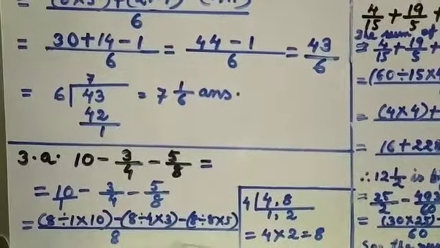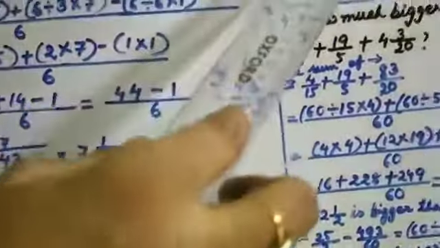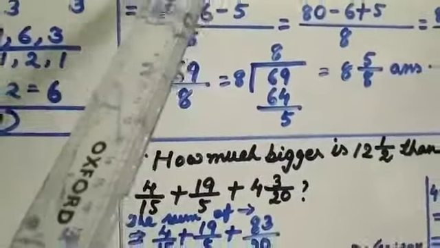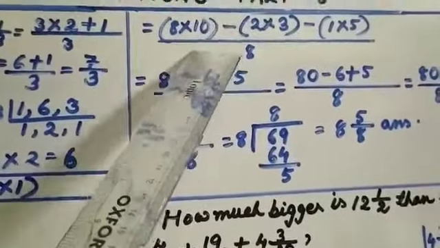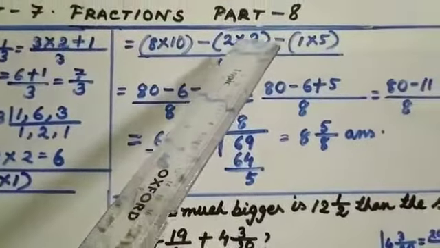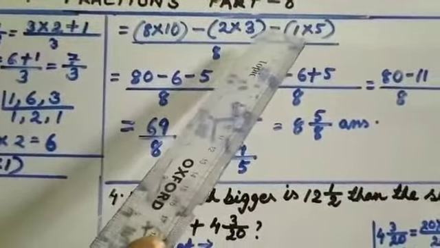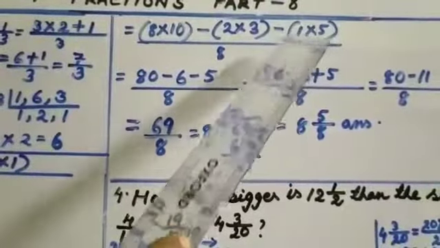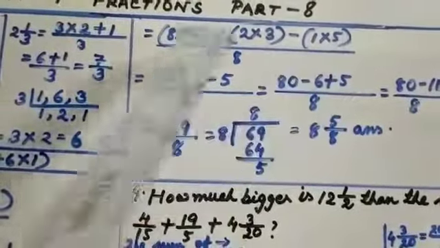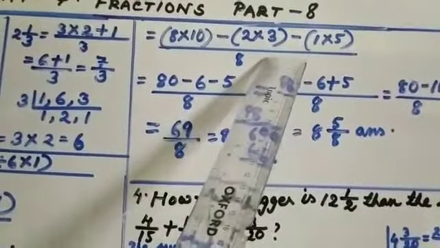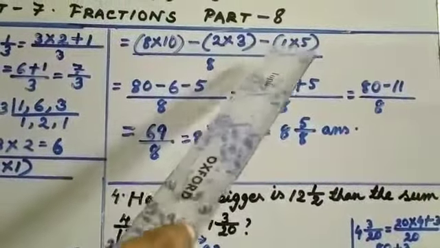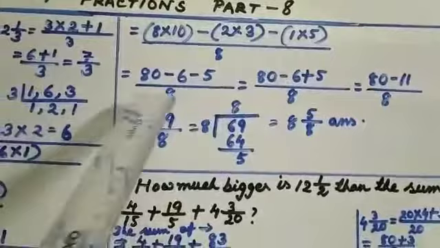Here no space is there. So the rest of the sums you have to see in this part. Now I am telling that 8 divided by 1, 1 8 is 8 into 10 minus 8 divided by 4, 4 2s are 8, so 2 into 3 minus 8 divided by 8 is equal to 1, so 1 multiplied by 5 divided by 8. Now 8 10s are 80 minus 3 2s are 6 minus 5 1s are 5 by 8.